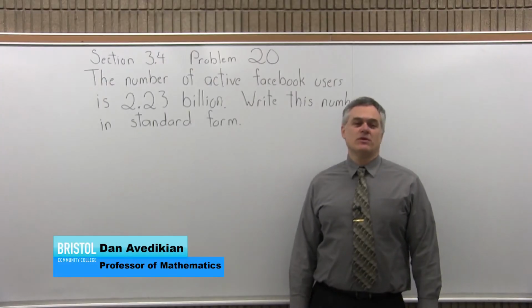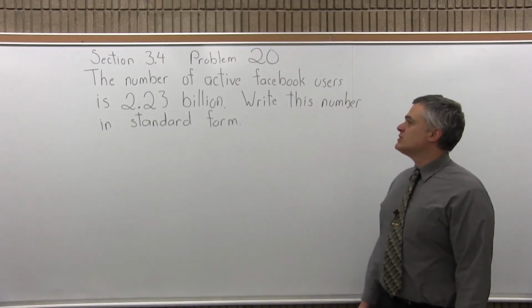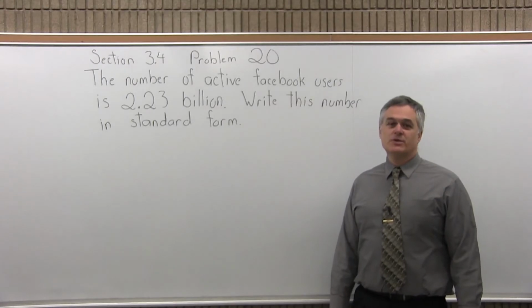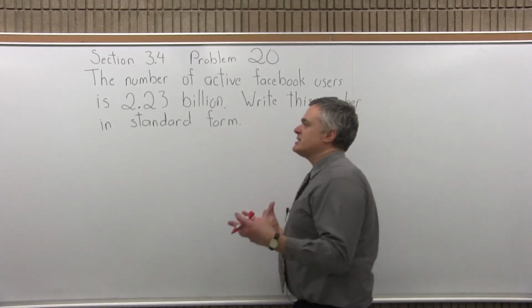This is Section 3.4, Problem 20. It says the number of active Facebook users is 2.23 billion, and to write this number in standard form. The way it's written now, it's half in numbers, half in words. So write it just as a number, in other words.